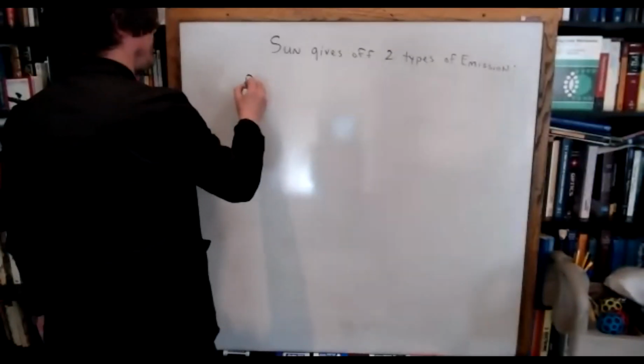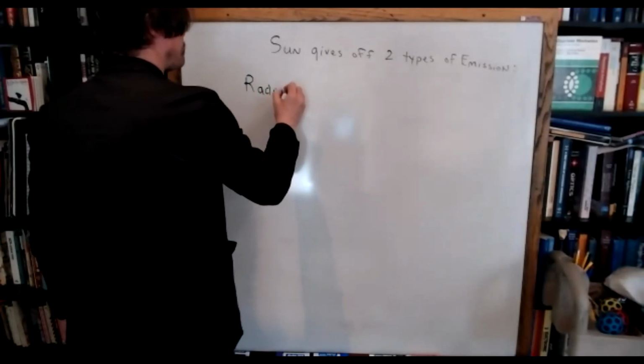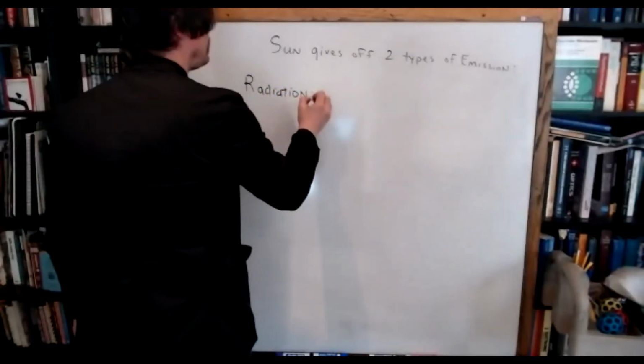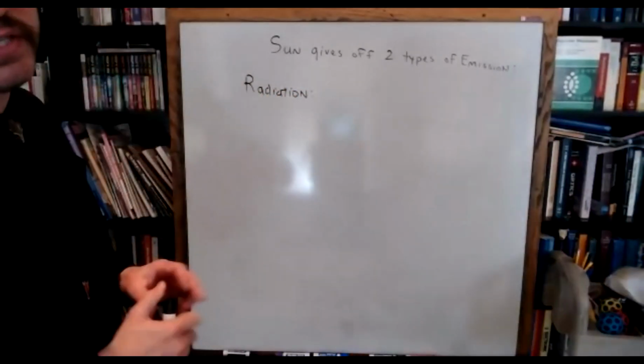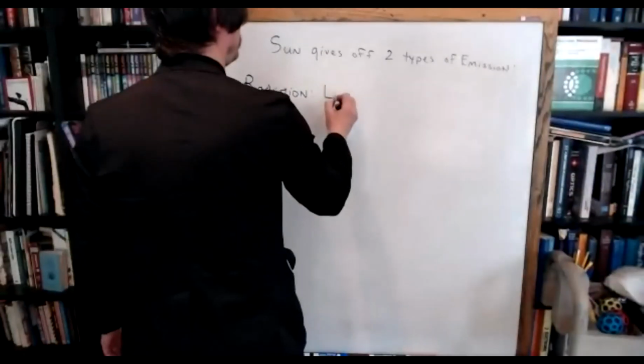All right. So, in one sense, there's radiation. And if I haven't said so already, if an astronomer says radiation, they usually mean light.